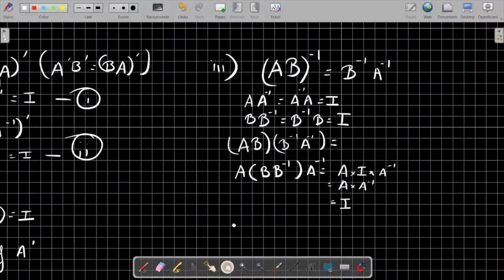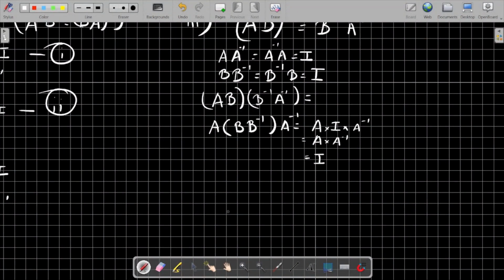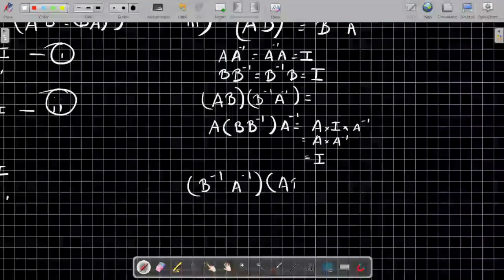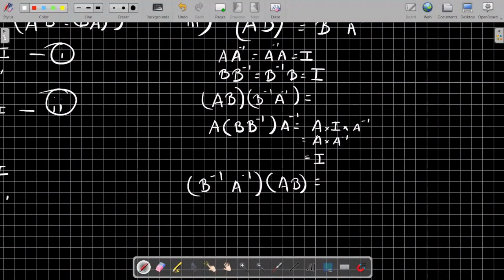Now if we do it in a similar fashion but in the opposite order, B inverse into A inverse into AB, and we apply the same associative property of matrix multiplication, it becomes B inverse (A inverse A) B. This simplifies to B inverse I B, which again simplifies into I. So basically this becomes our equation 1 for this proof, and this becomes our equation 2 for this proof.